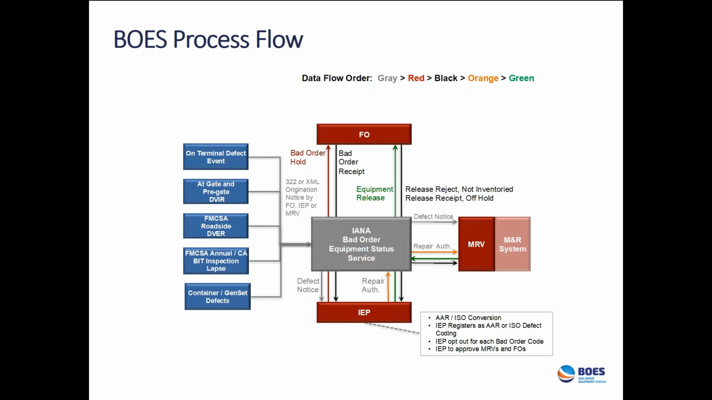Once that equipment is repaired and the release is ready to be done, the maintenance and repair vendor or the IEP can transmit that information back into the BOES system. Again, we do a lookup by the alphanumeric chassis ID to find the bad orders that we currently have on that unit. We may have a single bad order, or there may be multiple bad orders that had been sent on it. Any of those bad orders based on the alphanumeric would be cleared based on the release sent by the maintenance and repair vendor, and then the IEP would be notified, as well as the facility operator, that the unit was back in good order status.